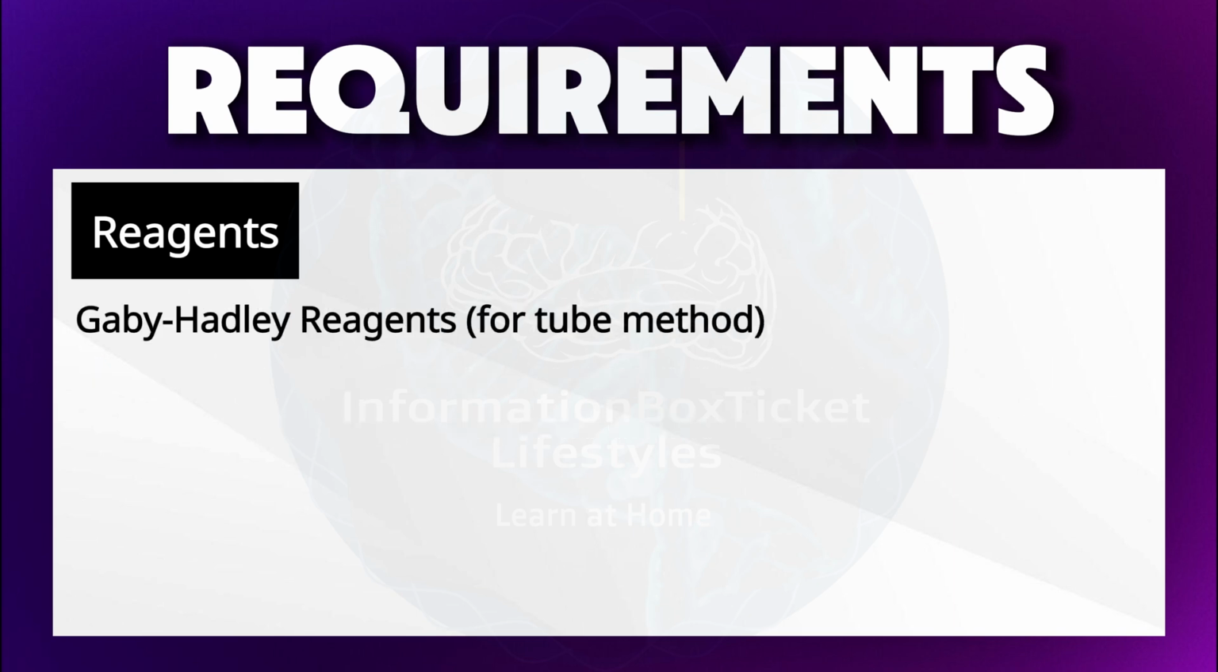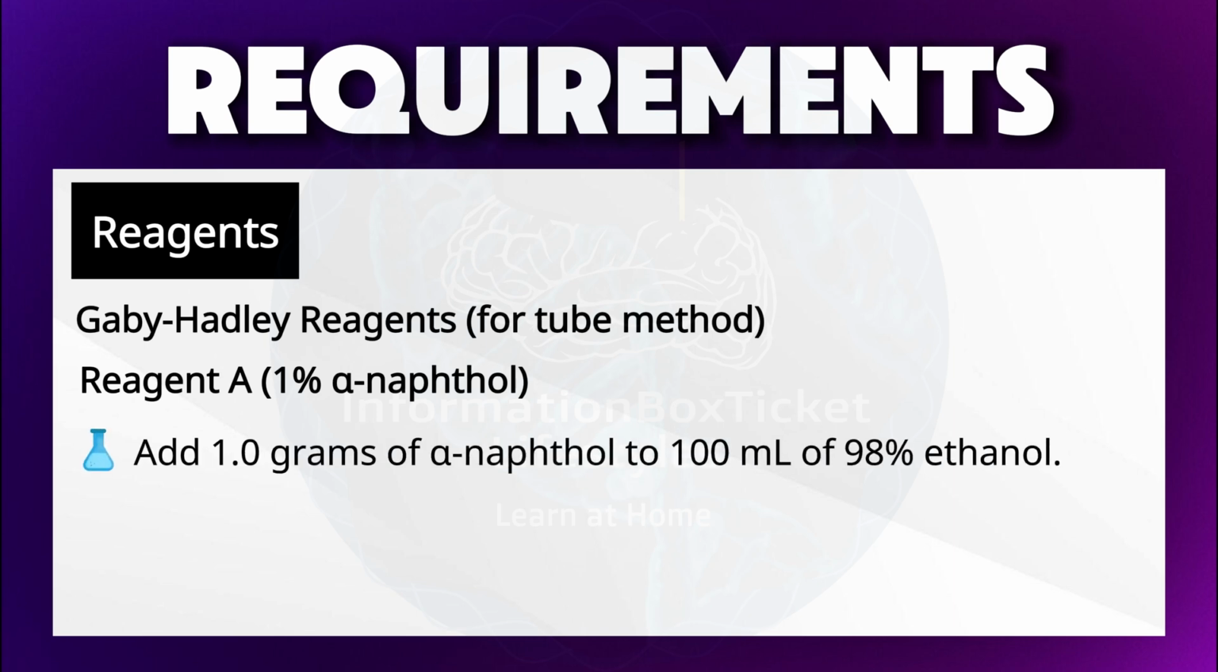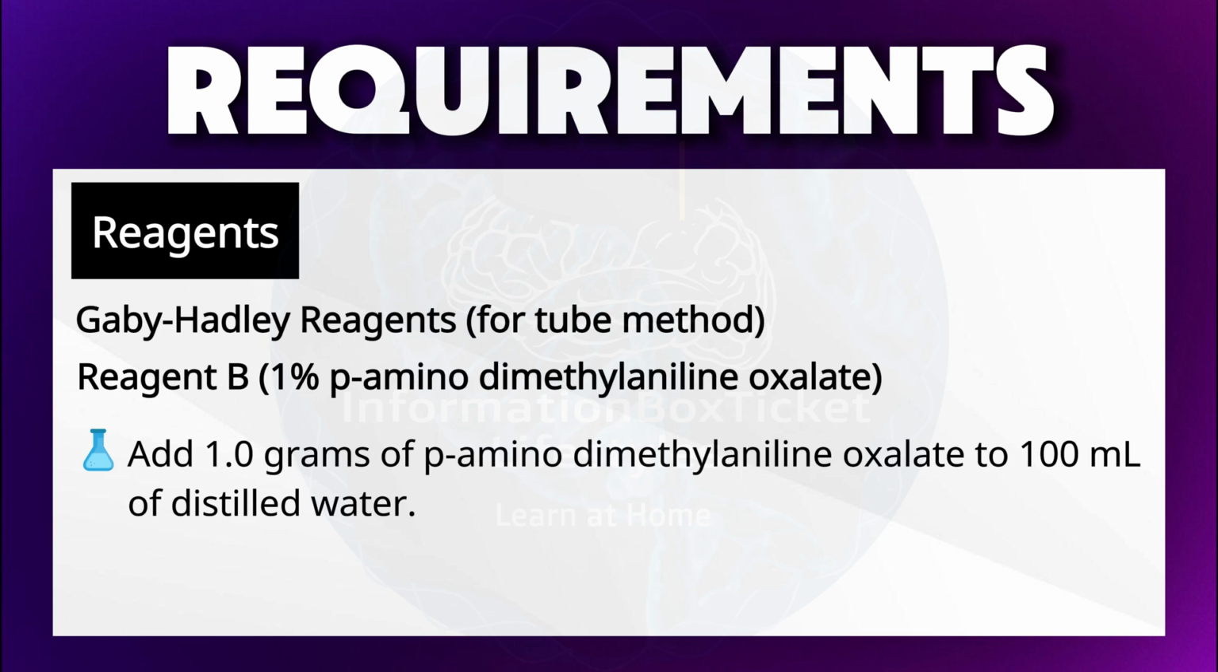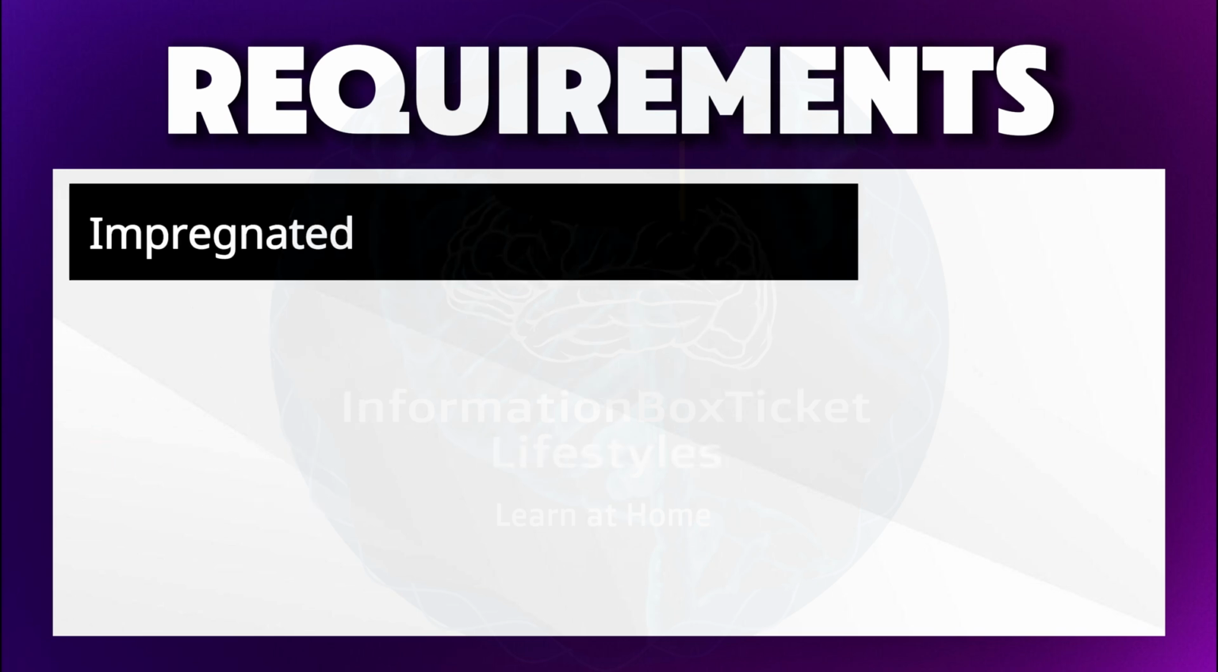Gaby-Hadley reagents for tube method. Reagent A, 1% alpha-naphthol. Add 1.0 grams of alpha-naphthol to 100 ml of 98% ethanol. Reagent B, 1% p-amino dimethylaniline oxalate. Add 1.0 grams of p-amino dimethylaniline oxalate to 100 ml of distilled water. Impregnated oxidase disc test strip.